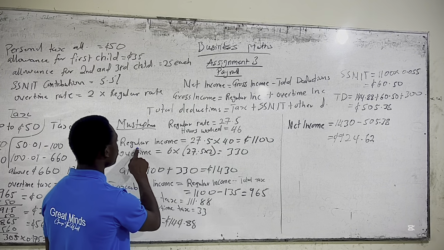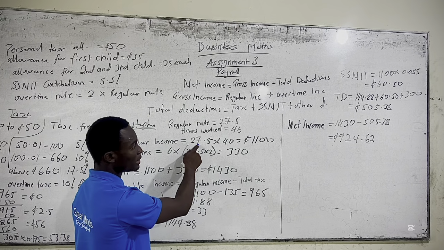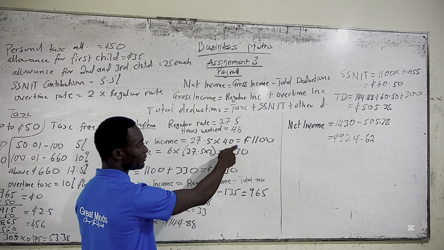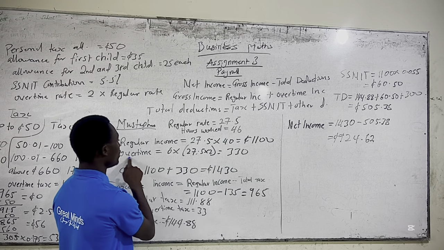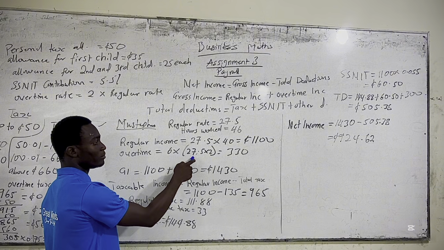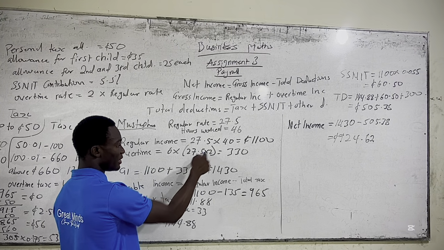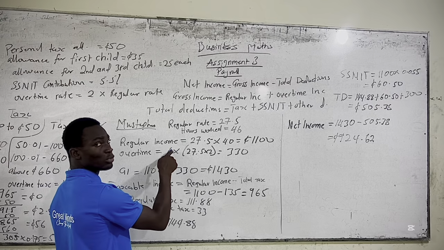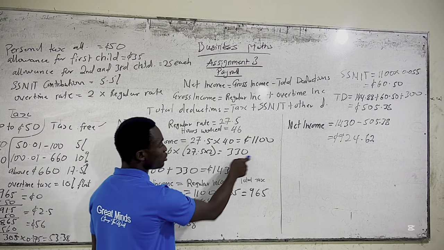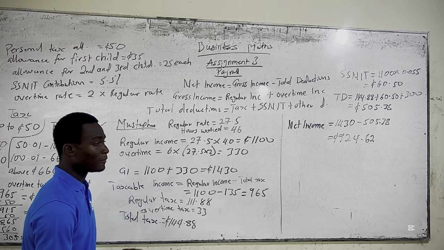46. So regular income is going to be what? The regular rate of course times 40, giving us what? 1,100. And then the overtime rate is going to be 27.5 times 2. Overtime hours, this is what it is. So overtime hours is going to be what? 6 hours. And that's also going to give us 330.